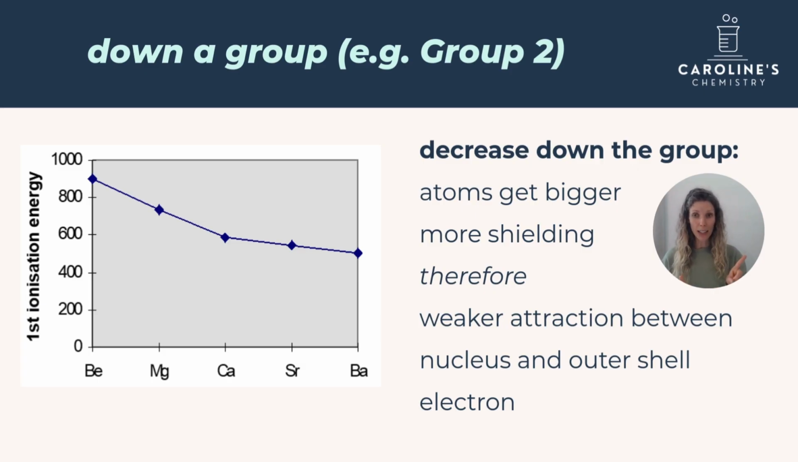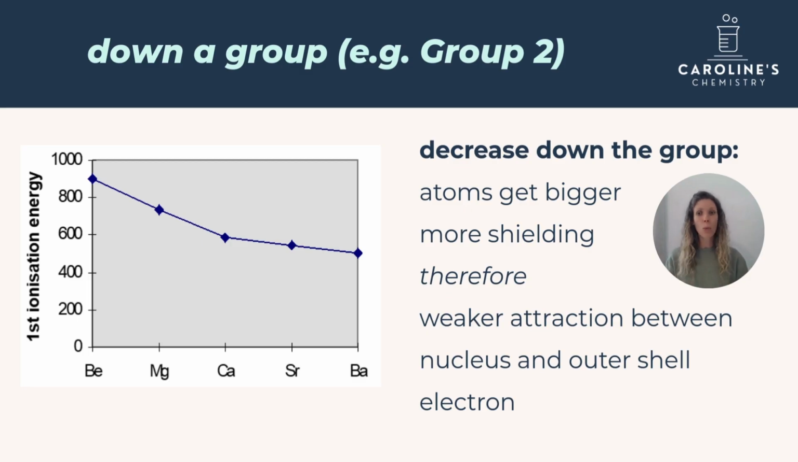So the first factor was size of the atom. Now, as you go down the group, the atoms are getting bigger because you have an extra shell of electrons. Because you have this extra shell of electrons as you go down the group, you also have more shielding. That means overall, atoms are bigger, more shielding. There is a weaker attraction between the nucleus and the outer shell electron. That explains why less energy is required to remove an electron.